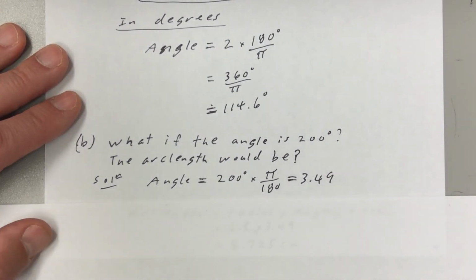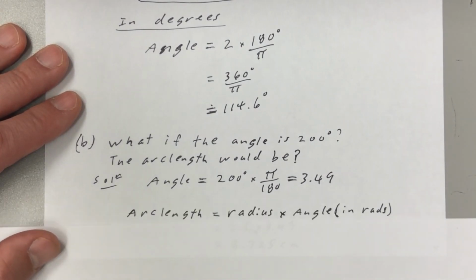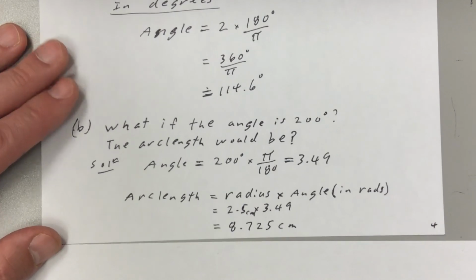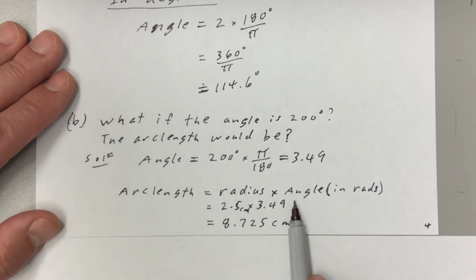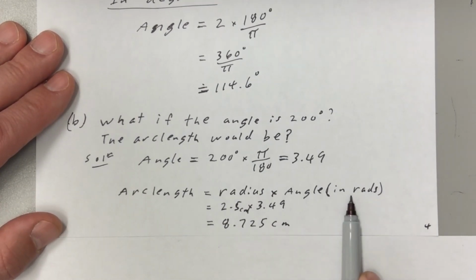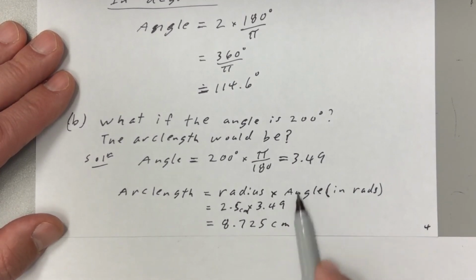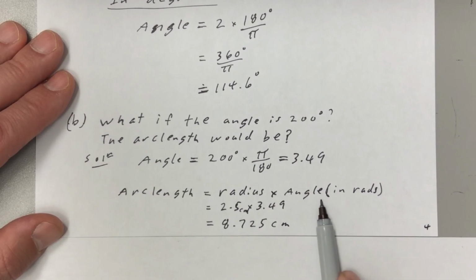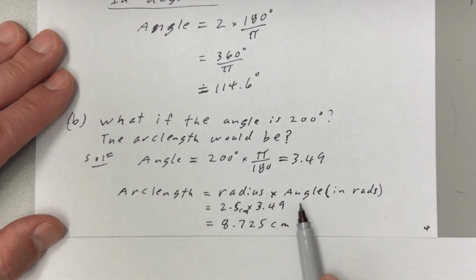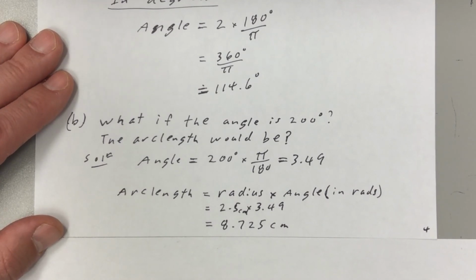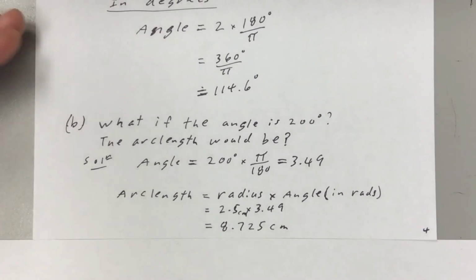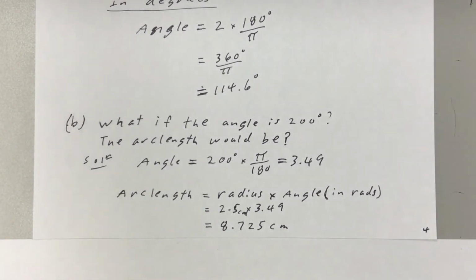Now we know how long one radius is. It's 2.5 centimeters. So the arc length is going to be the radius times the angle in radians, not in degrees. The angle tells you the number of radii when you do it in radians. So 2.5 centimeters times 3.49 is 8.725 centimeters. So that's the arc length in 200 degrees. We're going to stop here, and I'm going to do a couple more examples in the next video.